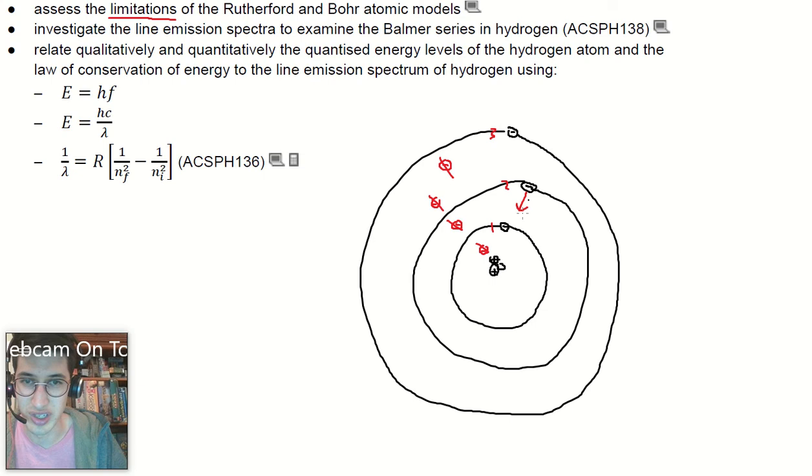Instead, electrons have to exist on the shells. Okay. Cool. Now, electrons can go in between shells. This is where.